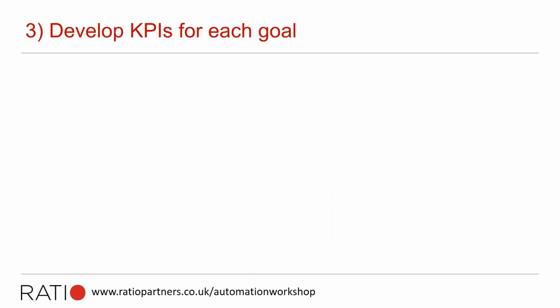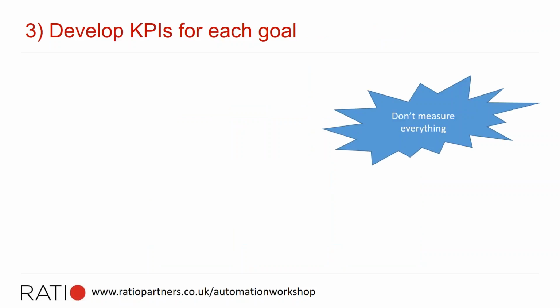Now, point number three, develop KPIs for each goal. Once we've put in place our digital goals, we need to put in place some KPIs to measure the success, because unless we do, it will be hard to gauge whether the project is generating ROI. All businesses generate a lot of data, but just because you can measure it doesn't mean you should report on it. Define what's important to the business in terms of metrics.